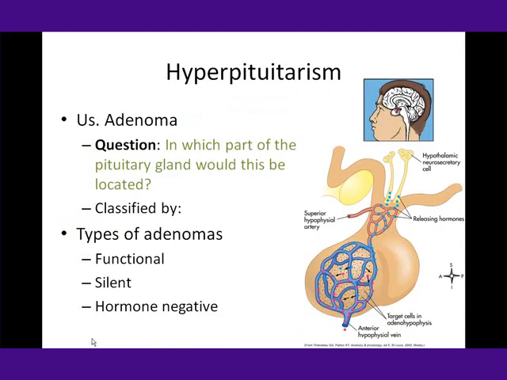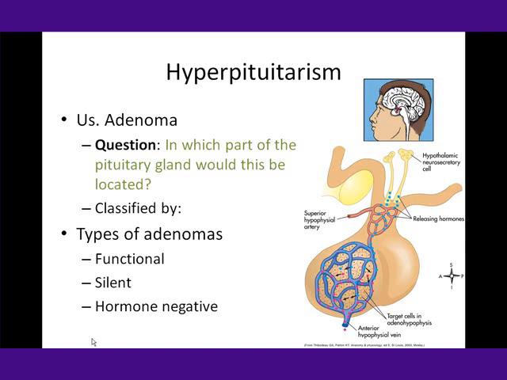So let's look at the pituitary gland itself and the kinds of problems that can arise in the pituitary gland. And this is true of all types of endocrine gland disorders. You can have disorders that result from overproduction of hormones from that gland, or you can have problems that result from underproduction of hormones from that gland. So we're going to look at the pituitary gland. We're going to tackle overproduction problems first, and then we'll discuss underproduction problems.